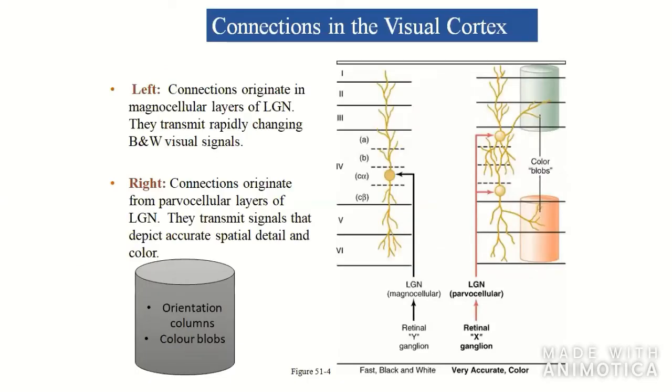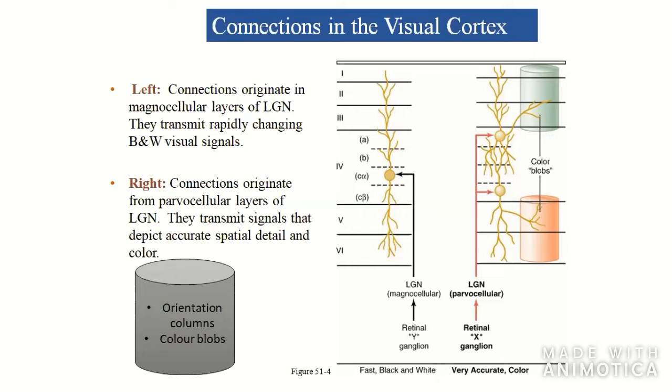Now the connections in the visual cortex. The visual cortex is divided into 6 layers like the whole of the cerebral cortex, and layer 4 is thickest, which is divided into layer 4A, layer 4B and layer 4C. Now layer 4C is again divided into layer 4C alpha and beta. The magnocellular pathway from the lateral geniculate body, which carries fibers from the Y ganglion cells, projects to layer 4C alpha, and then they project to layers 2 and 3.